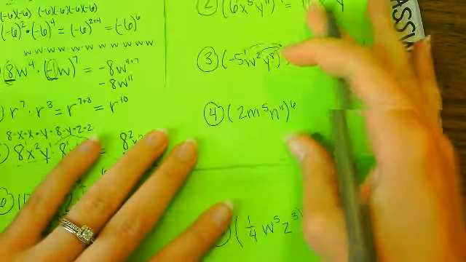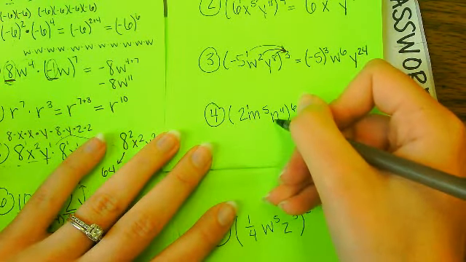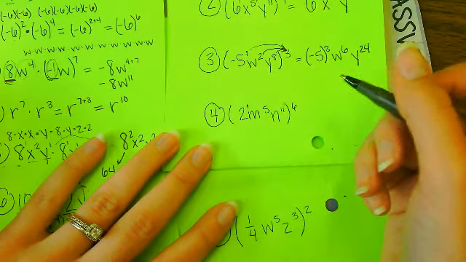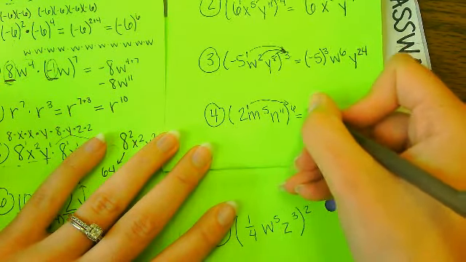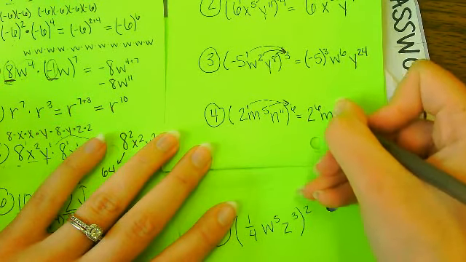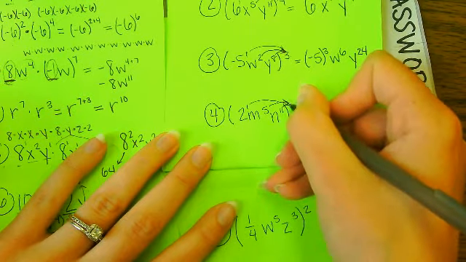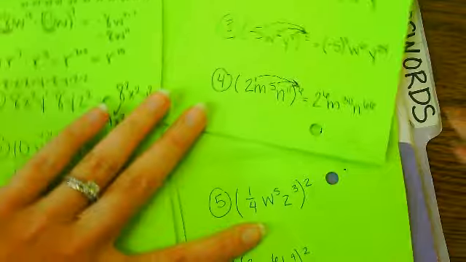The next one, 2 to the first power, m to the 5th, n to the 11th, all of this to the 6th power. 1 times 6 is 6, 2 to the 6th, 5 times 6 is 30, m to the 30, 11 times 6 is 66, n to the 66th power.